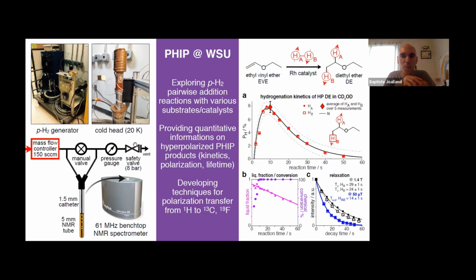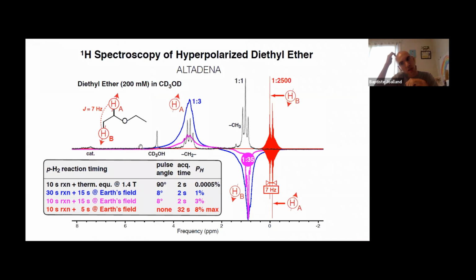Next, please. So, if I show you a series of spectra for diethyl ether. In black, here we have a thermally polarized diethyl ether with the CH2 group at around 4 ppm and the CH3 group at around 1 ppm. This is standard, using a 90-degree pulse.